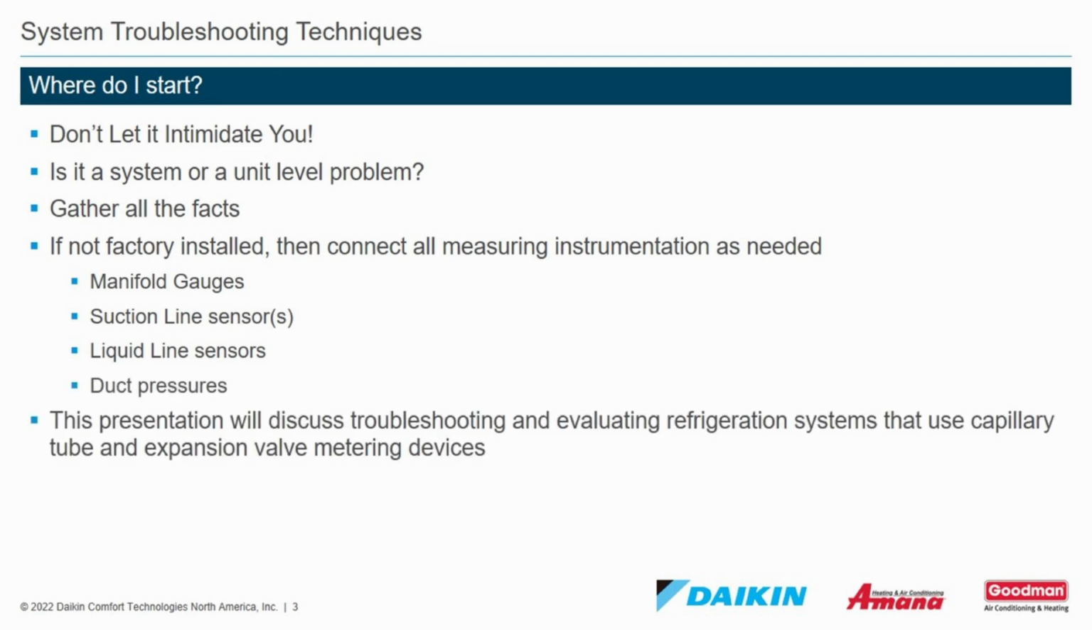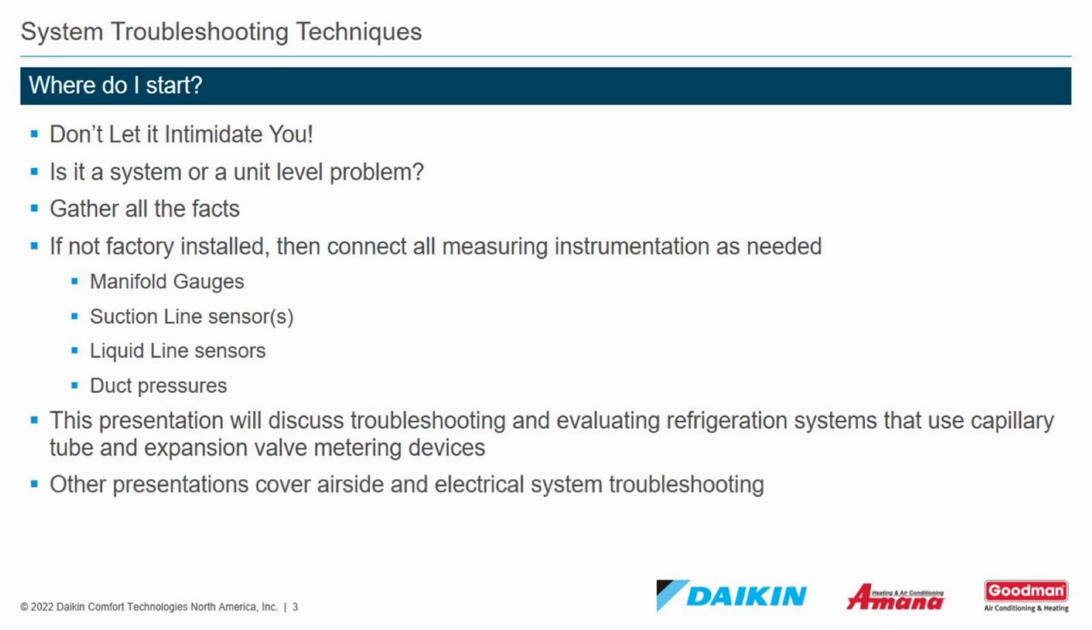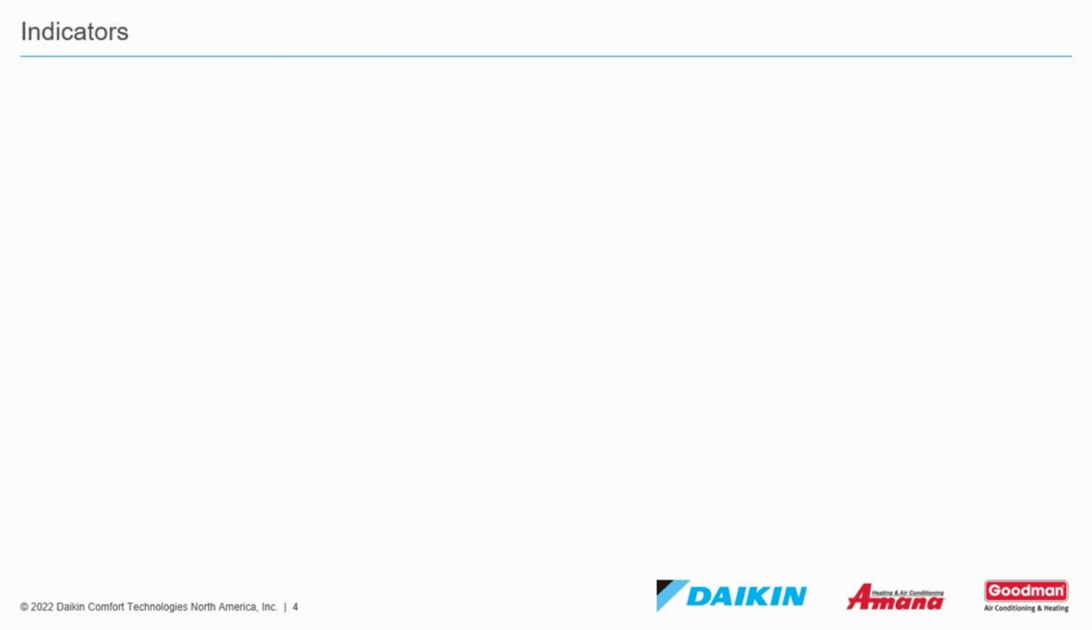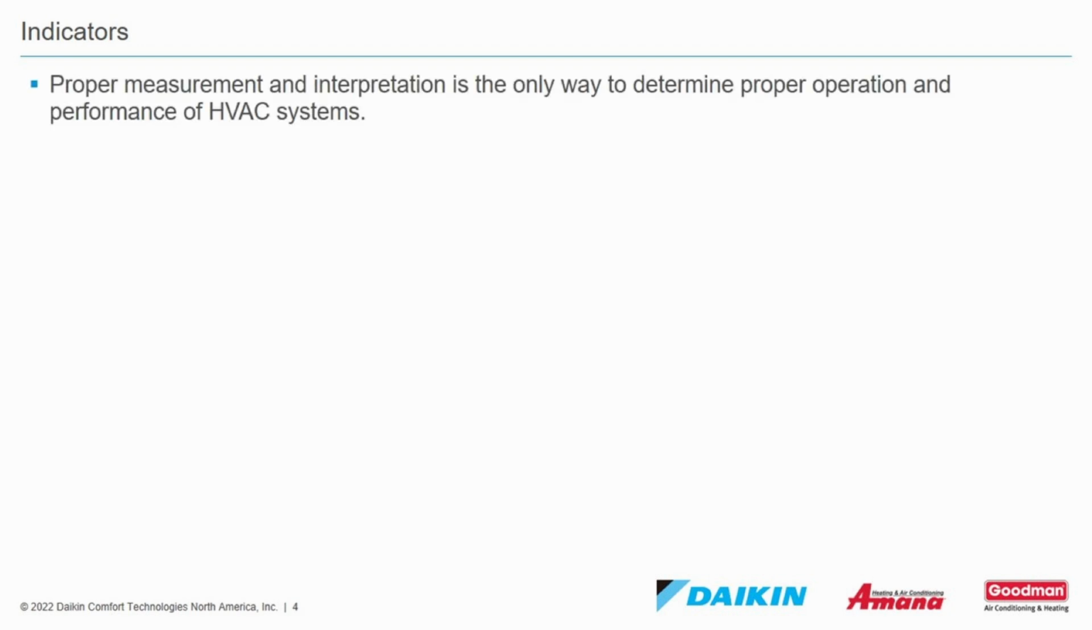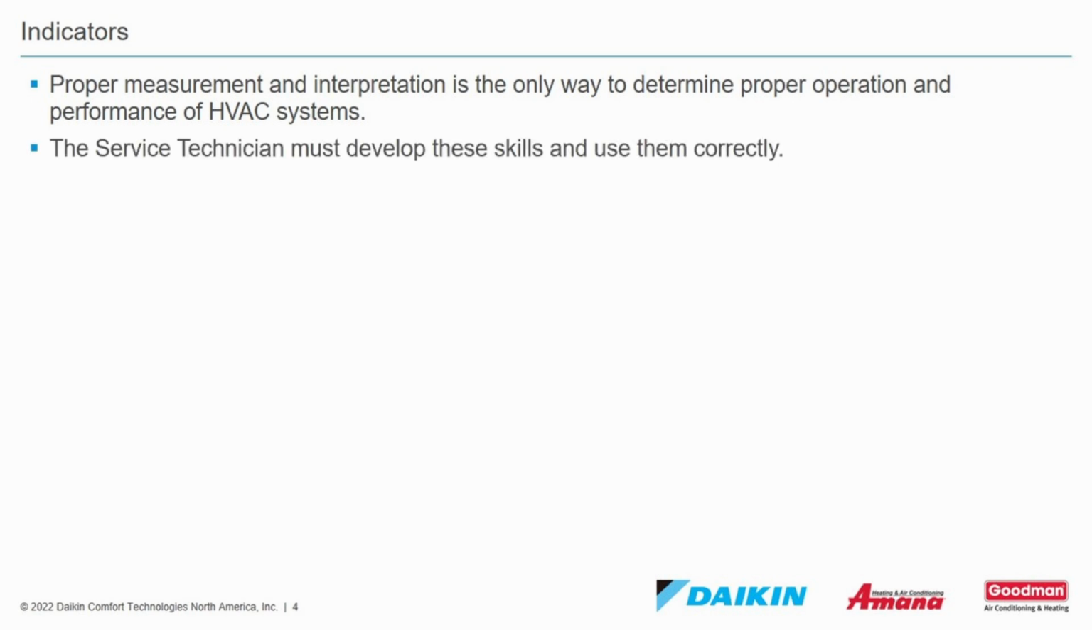This presentation will discuss troubleshooting and evaluating refrigeration systems that use capillary tube and expansion valve metering devices. Other presentations cover airside and electrical system troubleshooting. Indicators. Proper measurement and interpretation is the only way to determine proper operation and performance of an HVAC system. The service technician must develop these skills and use them correctly.